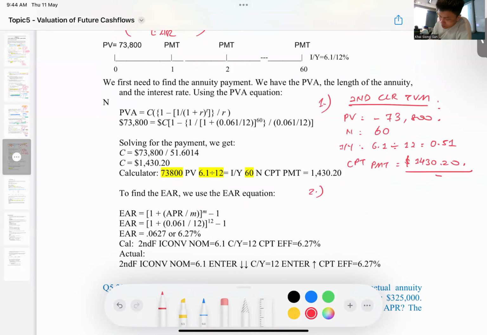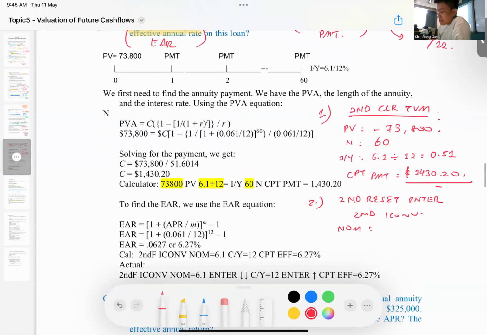Second question, compute EFF. So second, reset, enter. Second, I conv. Okay, then nominal rate. So nominal rate, what should I key in? Very good. Not 0.51 already. Why do I use back APR? NOM means nominal rate, so I use back APR. So APR is 6.1. Not bad, you all managed to identify correctly.